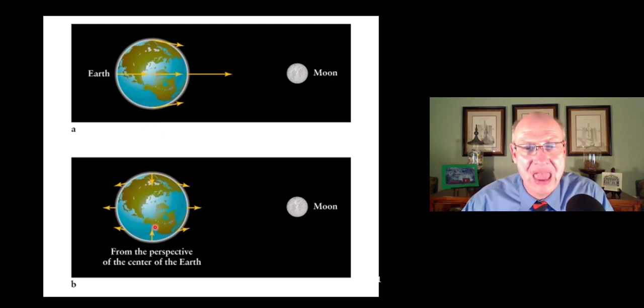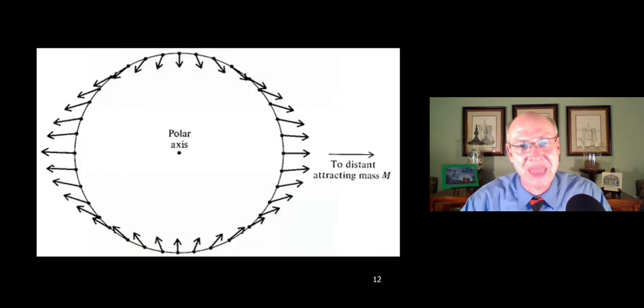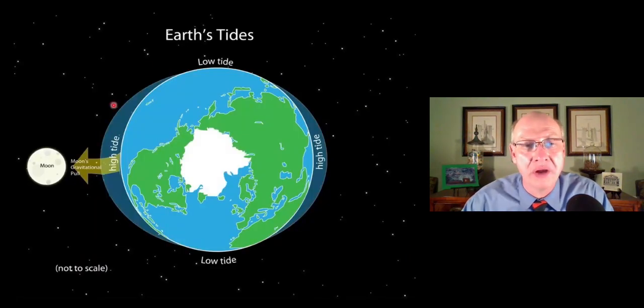The consequence of all this is that if we look at the distribution of forces across the surface of the Earth, here and here, the water is getting pulled away from the surface of the Earth, and here it is getting pushed towards the surface of the Earth. That is, if the water is free to flow across the surface of the Earth with the moon, we get a high tide directly below the moon, and we get another high tide on the opposite side of the Earth, opposite the moon.